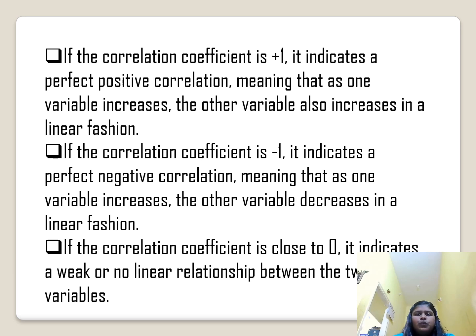If the correlation coefficient is +1, it indicates a perfect positive correlation, meaning that as one variable increases, the other variable also increases in a linear fashion. If the correlation coefficient is -1, it indicates a perfect negative correlation, meaning that as one variable increases, the other variable decreases in a linear fashion. If the correlation coefficient is close to 0, it indicates a weak or non-linear relationship between the two variables.